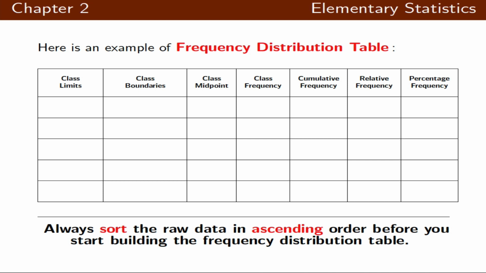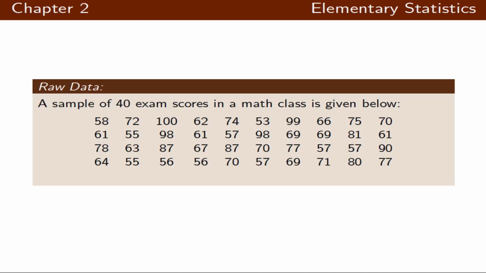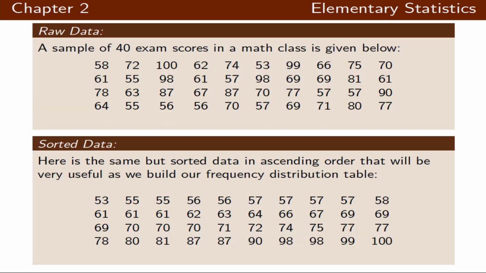It is highly recommended that we take the raw data and sort it in ascending order before we start building the frequency distribution table. So let's say we have this sample of 40 exam scores, which obviously is not sorted. So we're going to go ahead and sort this. From the sorted data, it is very clear that the minimum value is 53 and the maximum value in this case is 100.